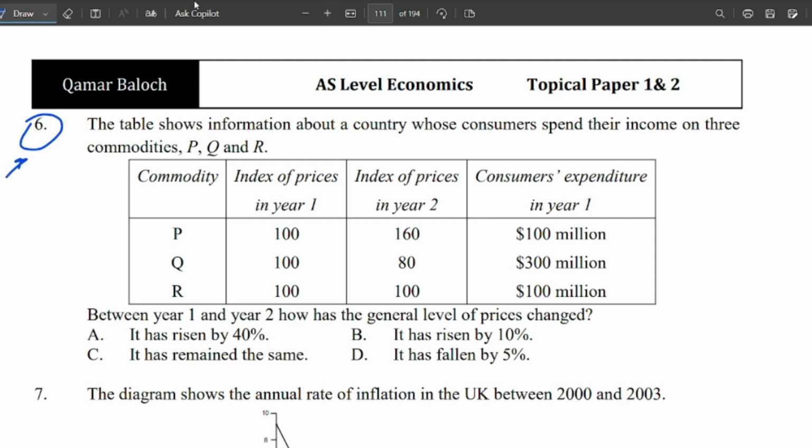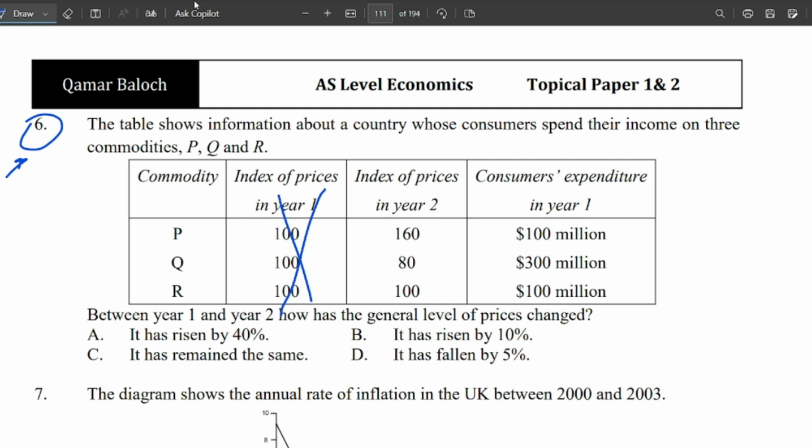You can stop the video, read the question carefully, and then definitely listen to the logic. In this question, the examiner has given one extra piece of information, that is the index of prices in year 1, which is 100. We can cross it out because we already know that in year 1 the index is always 100.